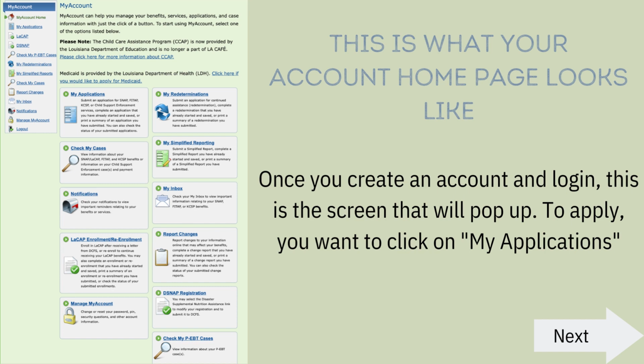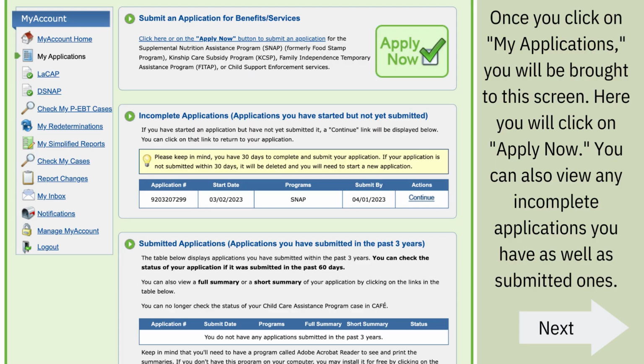After you make that, you're going to have this homepage that starts with My Account. And so this is what the whole portal is going to look like from now on. You want to click on this box that says My Applications. So once you do that, click Next. And this is what your page is going to look like. You'll be brought to this screen, and here you will click on this Apply Now button.